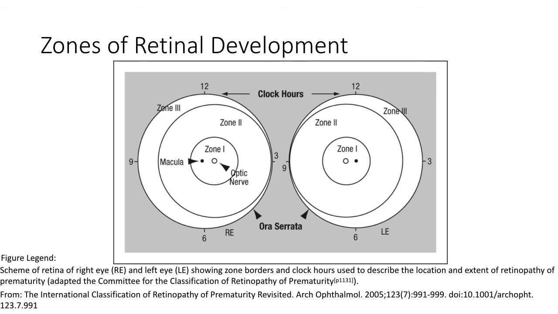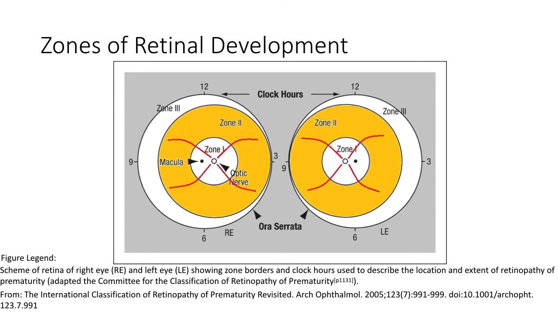Retinal development is described by three zones. Zone 1 is the least developed, and Zone 3 is the most developed. Retinal blood vessels that have not grown out very far are the least developed and remain in Zone 1. In this image, Zone 1 is the area shown in yellow, with the retinal blood vessels in red not extending beyond Zone 1.